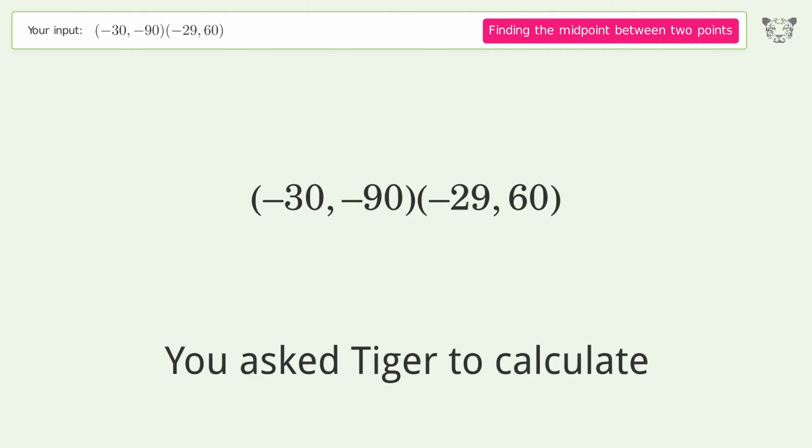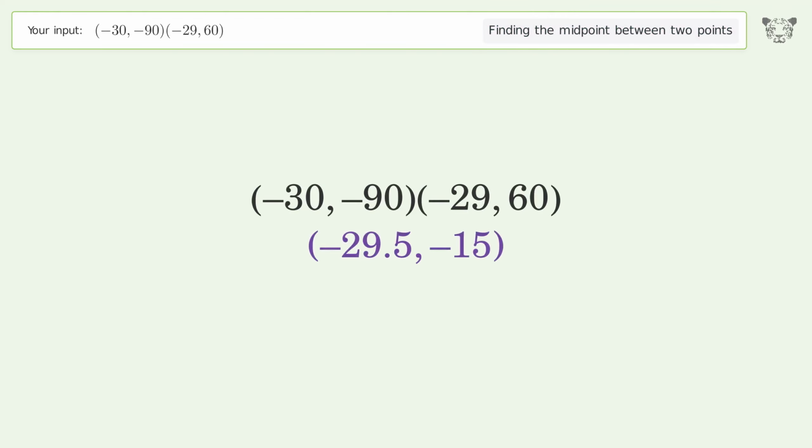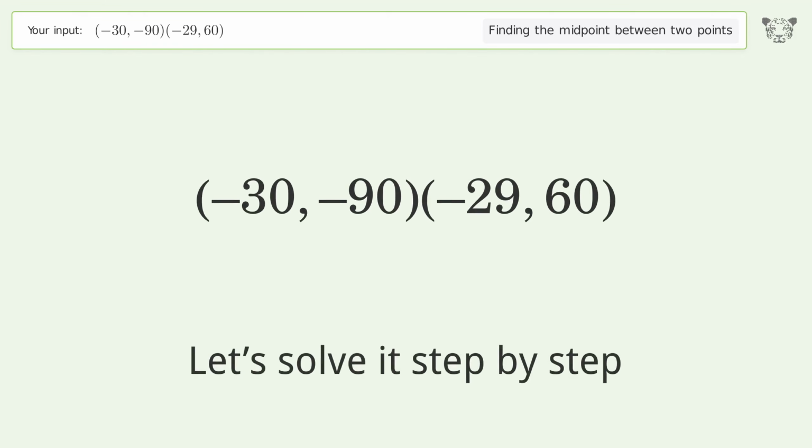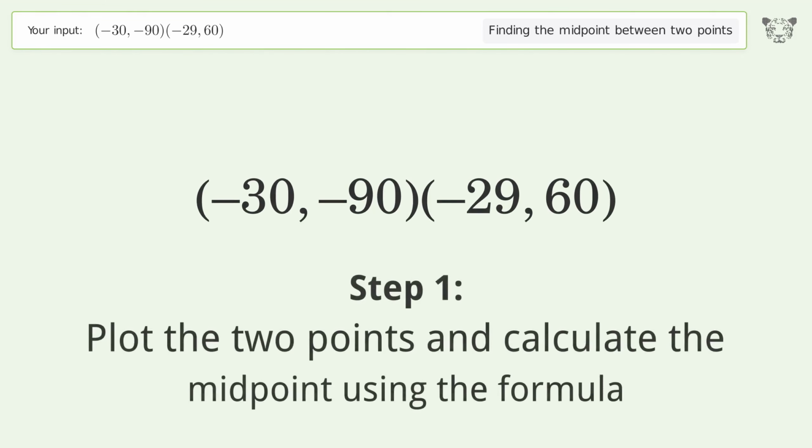You ask Tiger to calculate. This deals with finding the midpoint between 2 points. The midpoint between the 2 points is -29.5, -15. Let's solve it step by step. Plot the 2 points and calculate the midpoint using the formula.